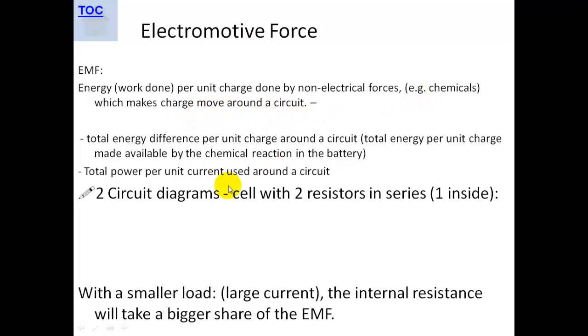Another way of looking at it is that it's the total energy difference per unit charge around the circuit, in other words the total energy per unit charge made available by the chemical reaction in the battery, or the total power per unit current used around the circuit. This is sometimes given as power per unit current.